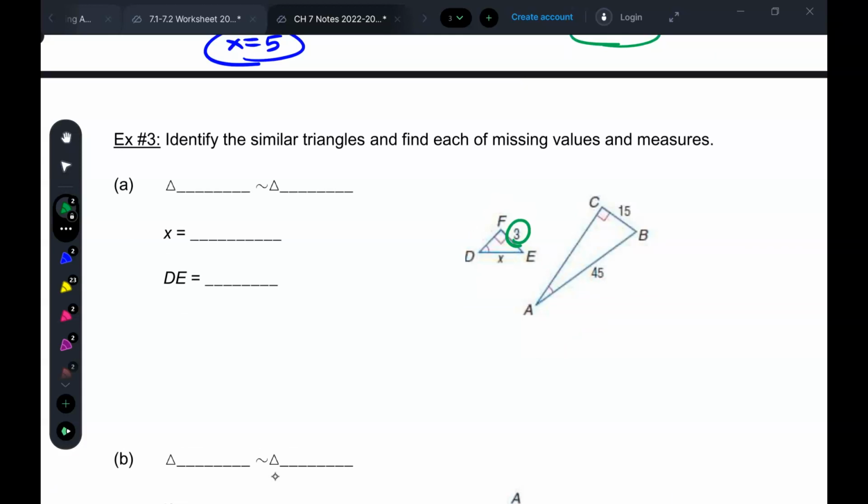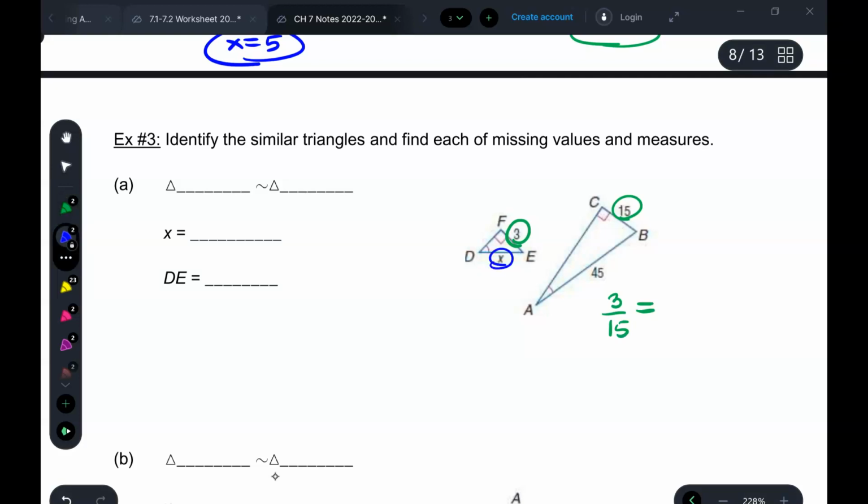45. Wait, which one? 15. It's got to be 15, right? And then X and 45. What's 3 times 45? 90 plus 45. Yeah, you can also just multiply by 3. No, it's 135. You don't even have to do that.